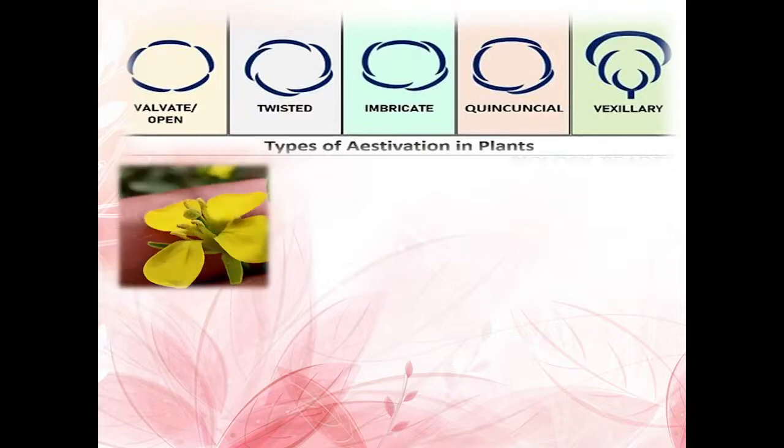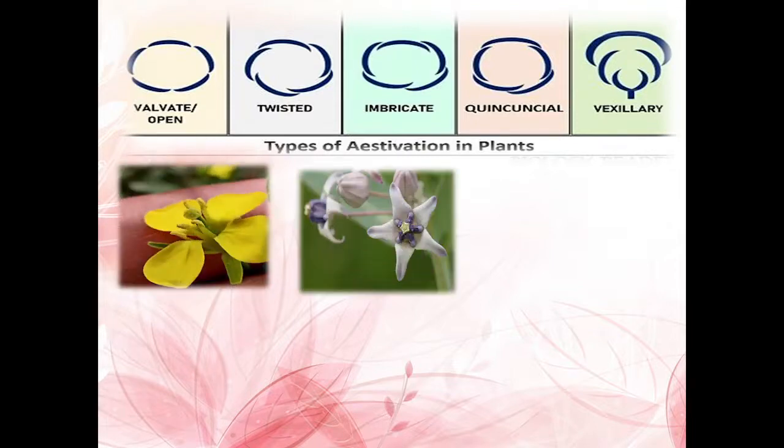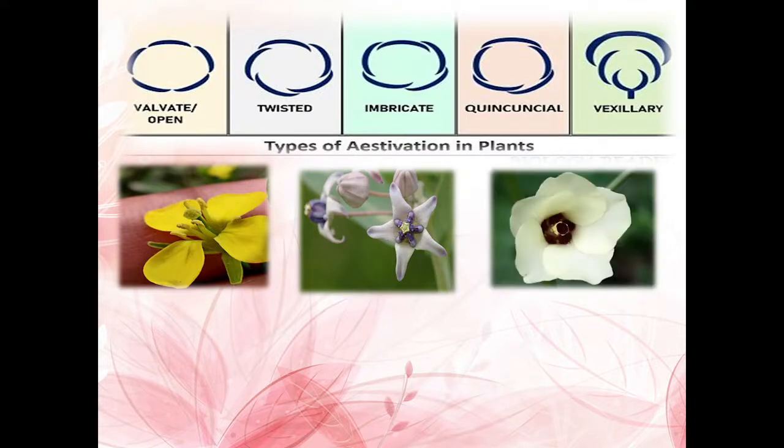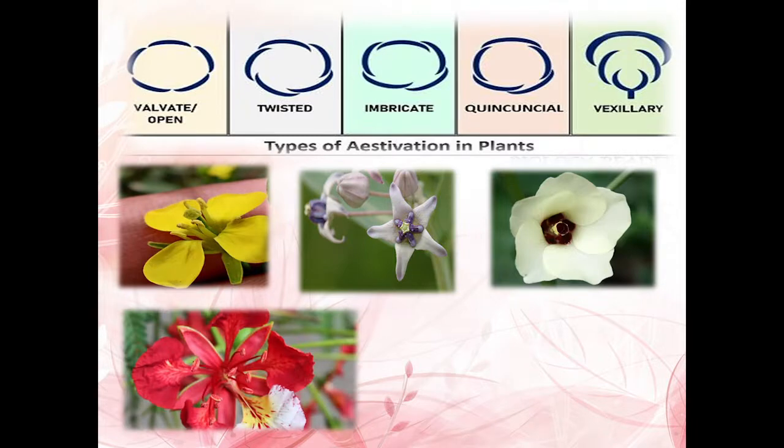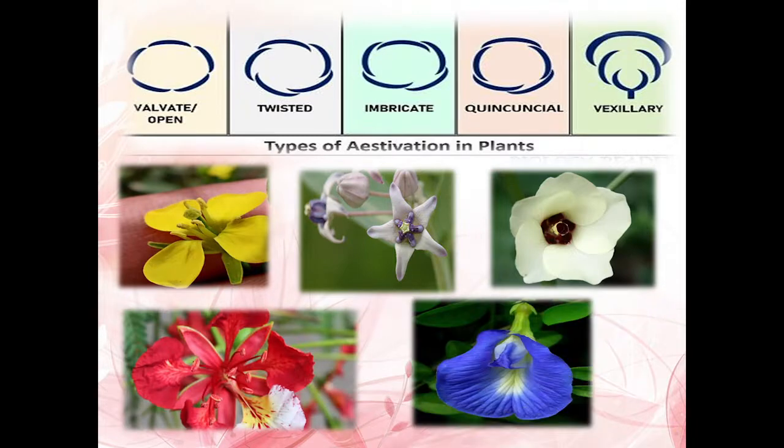First we are having the mustard, which is the open one. Second we'll have the calotropis, which is the valvate. Third is the okra, which is twisted. This is gulmohar, which is the imbricate one, and the Aparajita. That also belongs to the papilionaceous family. That is the pea family, which is vexillary.